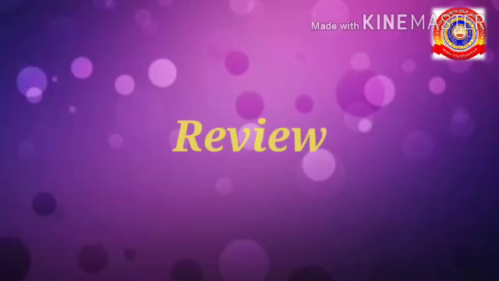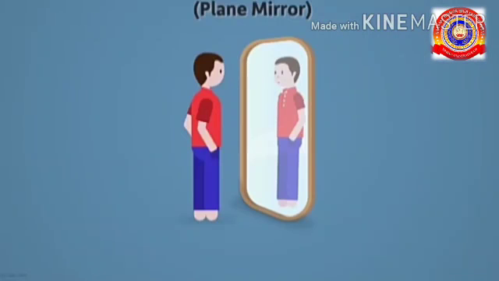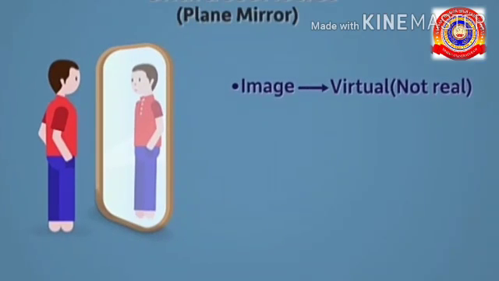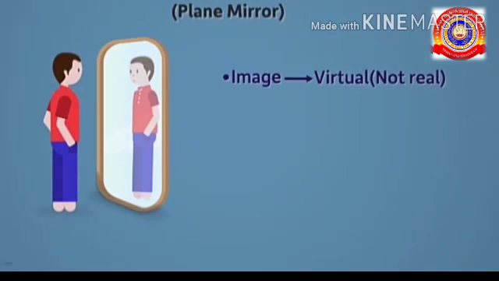Let's summarize what we learned today. Today we have studied the properties of the image formed on a plane mirror. The image formed on a plane mirror is virtual. A virtual image is an image that is formed behind the mirror. In a plane mirror, we can see our image behind its surface. The other characteristic of the image formed on a plane mirror is that it is erect. That is, if you look at your image on a mirror, you can never see it inverted.